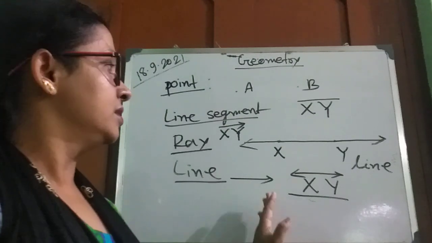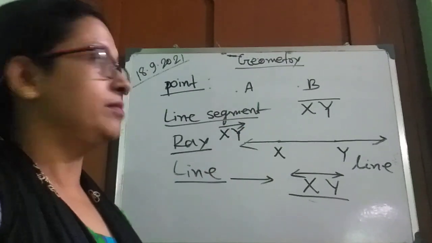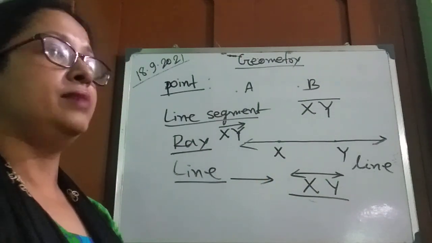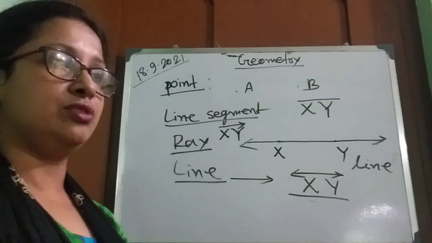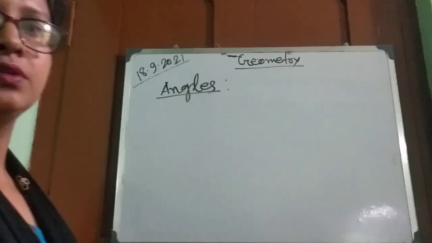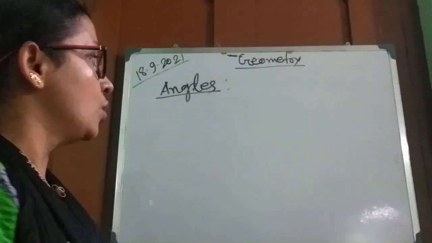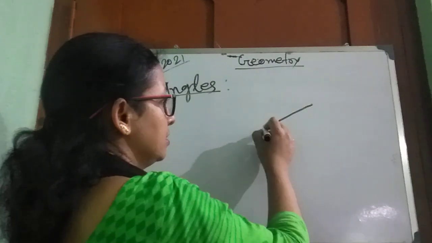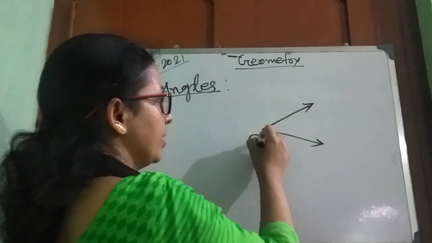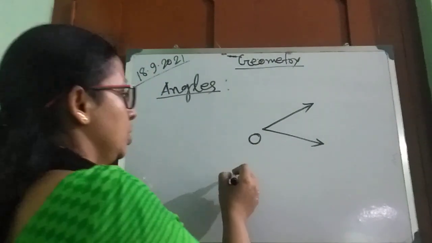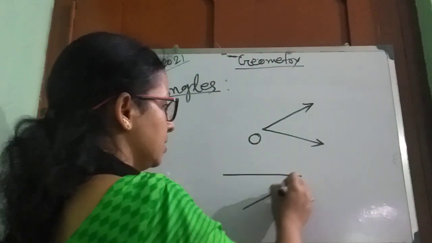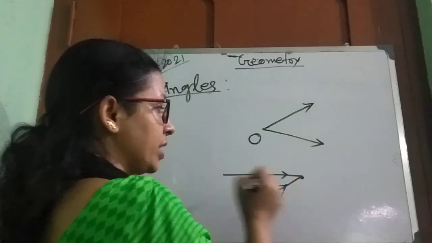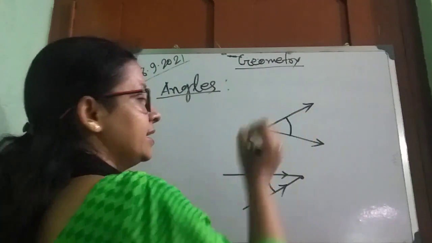They only present on a paper, but for a line segment you can draw the figure and you can measure the length also. So now next I will say about angles. Angle means when two different rays are coming out from one point, or two different rays meet at one point. That time also we are getting one angle, here also we are getting one angle.